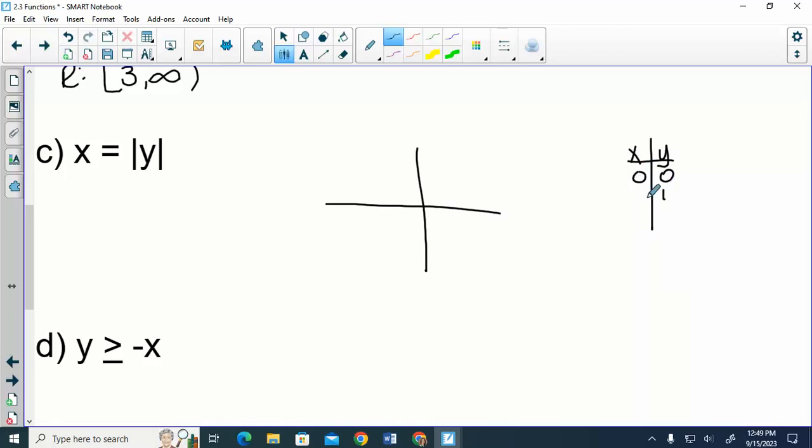If I put in a 1, negative 1, 2, negative 2. Okay, let's graph them. The points are 0, 0; 1, 1; 1, negative 1; 2, 2; 2, negative 2. We took the absolute value graph and flipped it on its side. So is it a function? No.